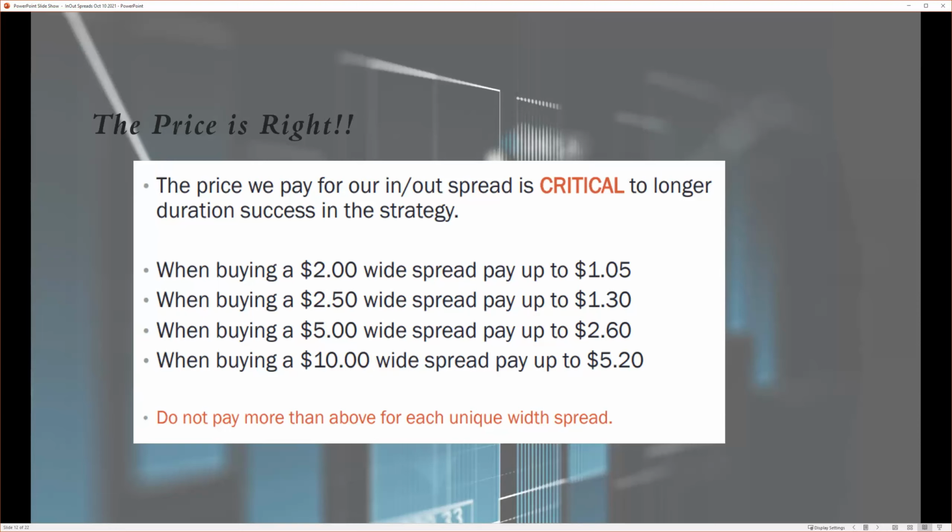As simple as that. You don't have to understand the Greeks and the skew and all that complicated stuff. Very simple. $2 wide, $1.05. I don't pay more. I pay less than that. Hey, it's 85 cents. Perfect. It's 60 cents. A bargain. It's $1.06. I don't buy. Right? I don't buy. I put a limit order and I wait. If it doesn't fill, it's not a good trade, period. Or we're late, or we're chasing, or whatever.